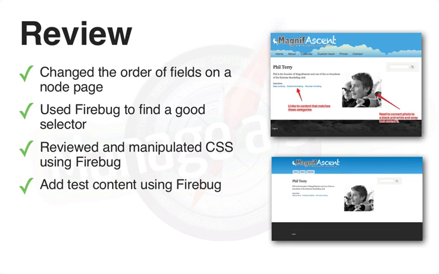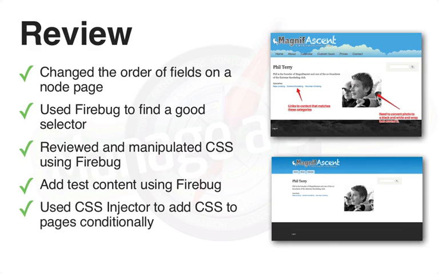We then added some test content to Firebug in order to test the wrapping around of content around the image. Finally, we used the CSS injector module to add CSS to our guide pages conditionally based on the path.